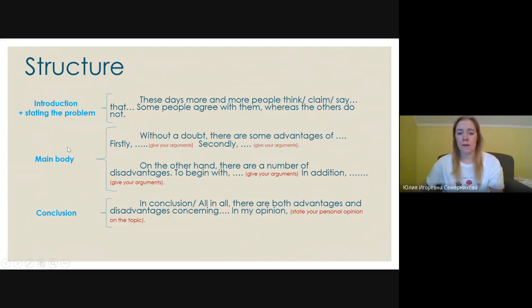Then we speak about the main body. We use small introductory words, and we speak about advantages in the first paragraph, explaining and giving your arguments, and about the disadvantages. This is the third paragraph where you give your arguments. Then we make a conclusion, summing up the ideas and expressing your point of view.